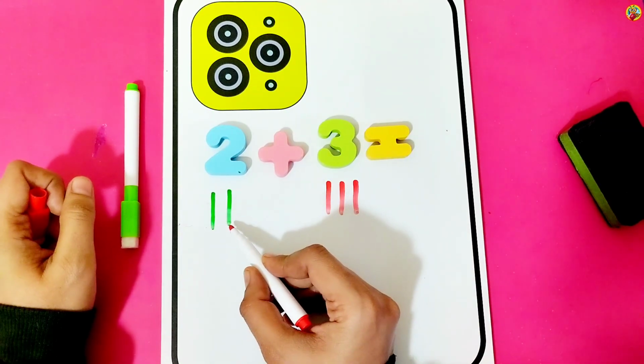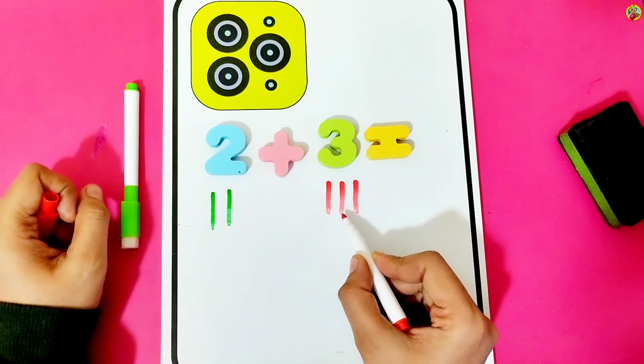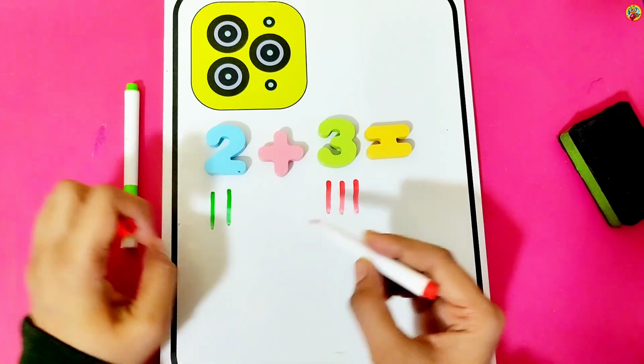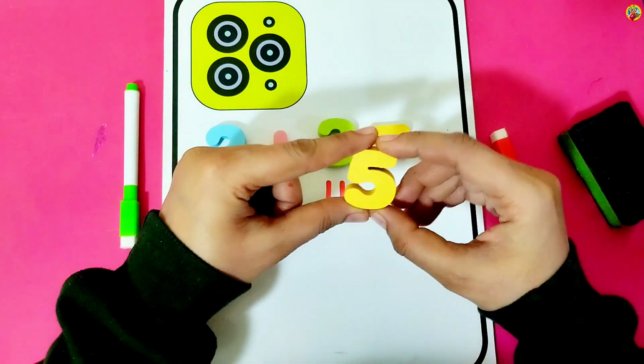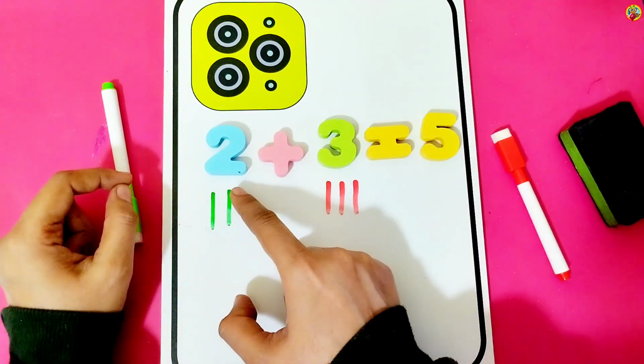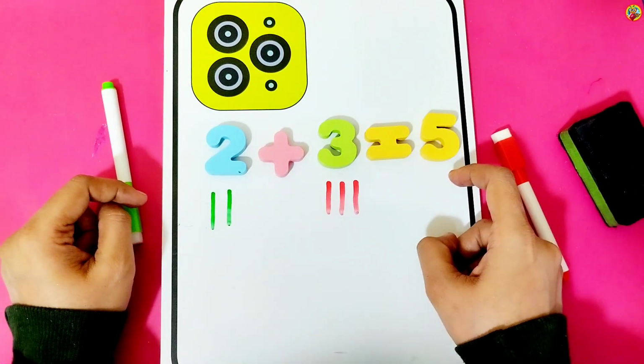1, 2, 3, 4, 5. Number 5. 2 plus 3 equal 5.